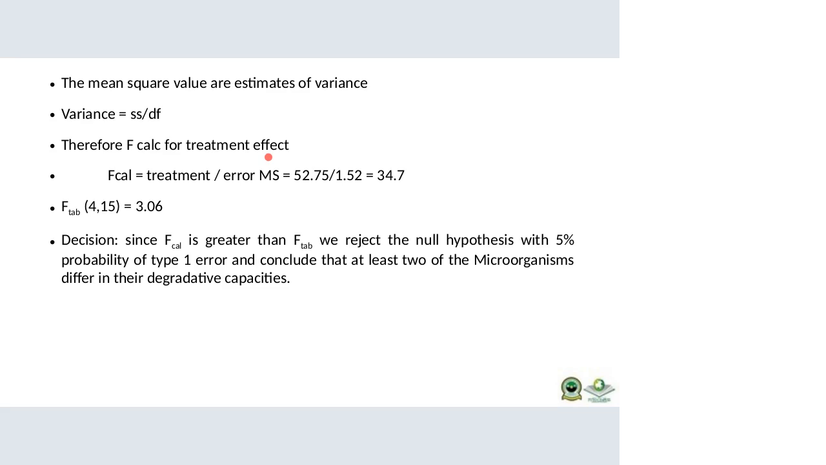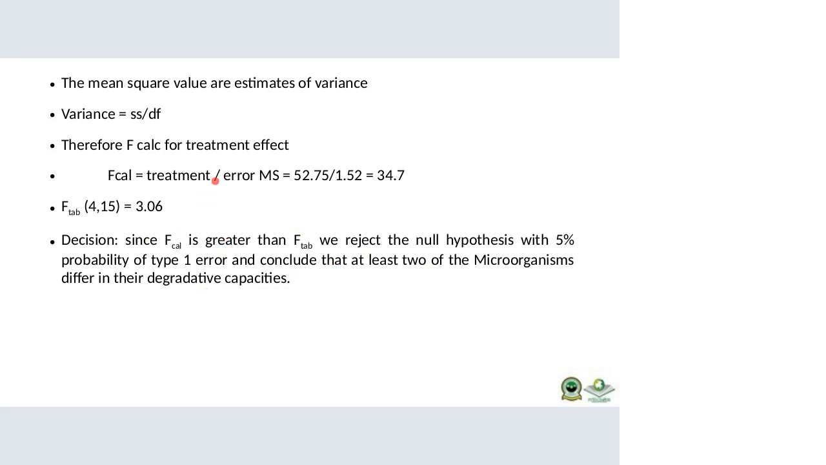Once your calculated F value is greater than the tabulated F value, you reject the null hypothesis with a 5% probability of type 1 error and conclude that at least 2 of the microorganisms differ in their degradative capacities.